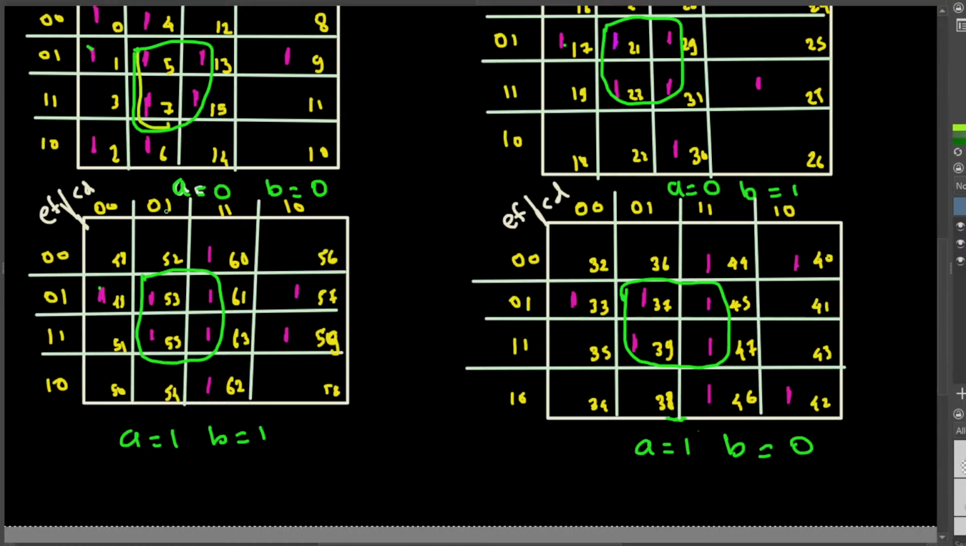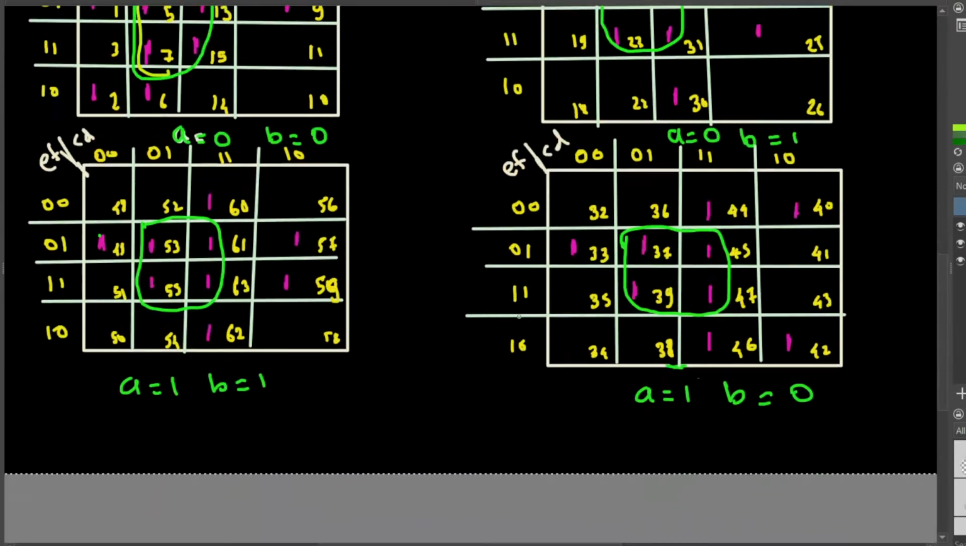D is 1, 1. So if it's 0 1 1, it's going to be 0 1 1 for all of them, so you can just look at one table and do that. I mean, D is not changing. D is 1 here, 1 here. So D is going to be in the equation we express.